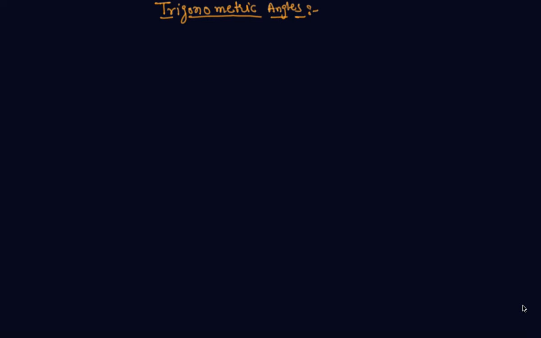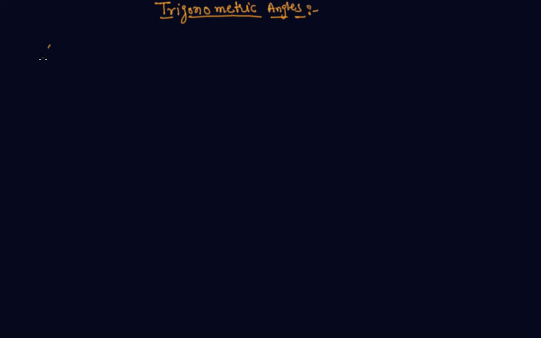Today in this lecture we will cover trigonometric angles. In my previous lecture I told you about trigonometric ratios: the relation between sine theta, which is perpendicular by hypotenuse, and cos theta, which is base by hypotenuse. In this video I'll cover the values of sine 0, sine 30, sine 45. I'm making a table for this, and you should take note of it properly, because this is very important from the exam point of view.